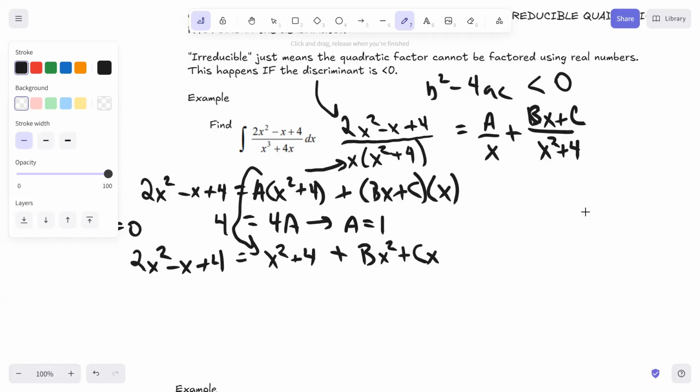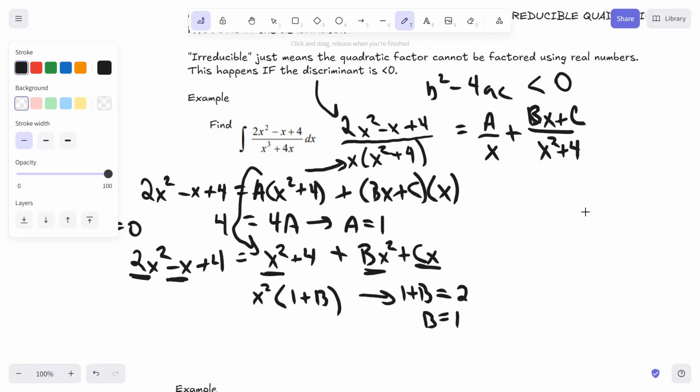Now what I can do is something called equate coefficients. So if I gather my x squared terms and factor out the x squared, that's going to be 1 plus B. The x squared term has to have a coefficient of 2, so that further tells me that 1 plus B has to equal 2. So B equals 1. Isn't that pretty cool? And then the x term, I can equate the terms with the coefficient of x. There is only one term that has an x, that's the Cx. So I also know that Cx has to equal negative 1x. So C has to equal negative 1.